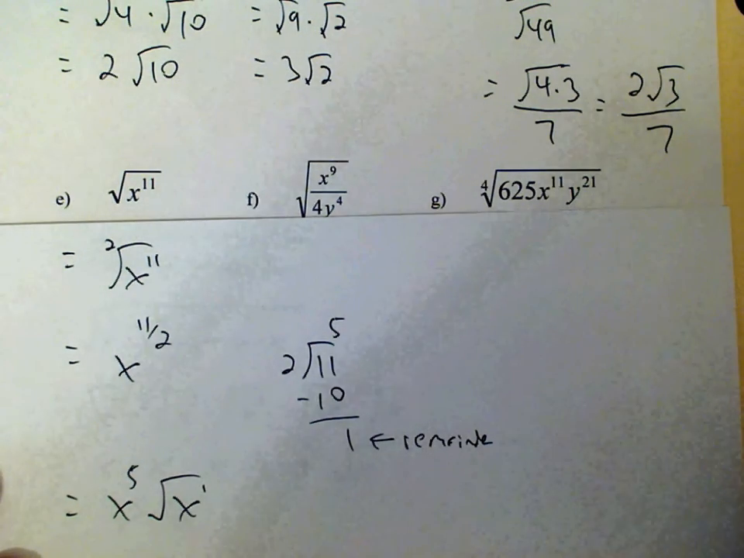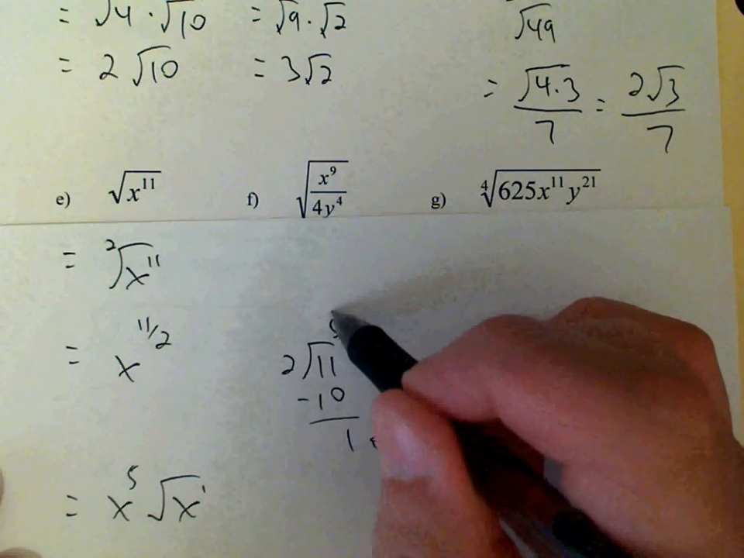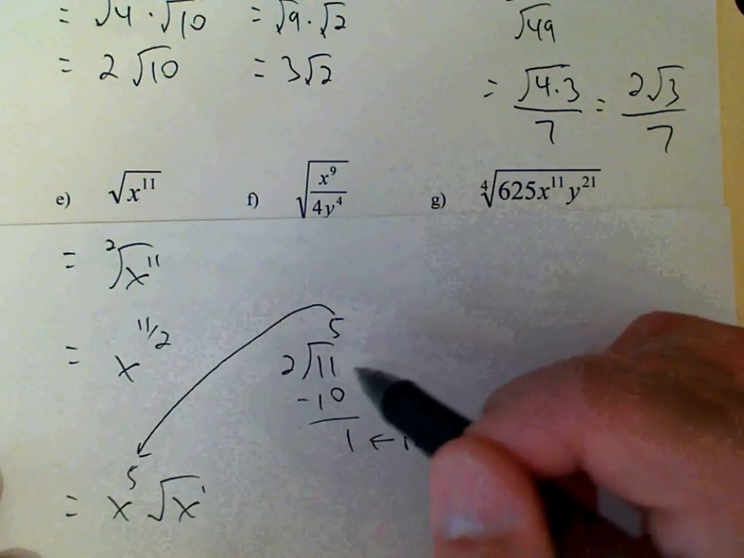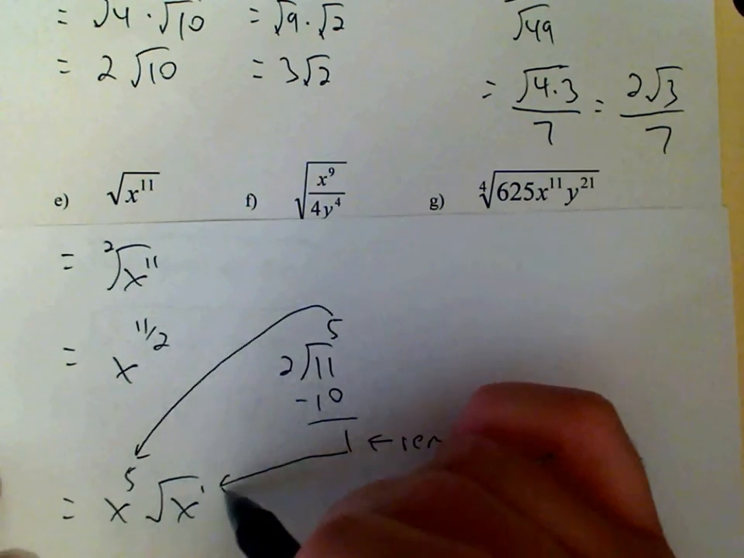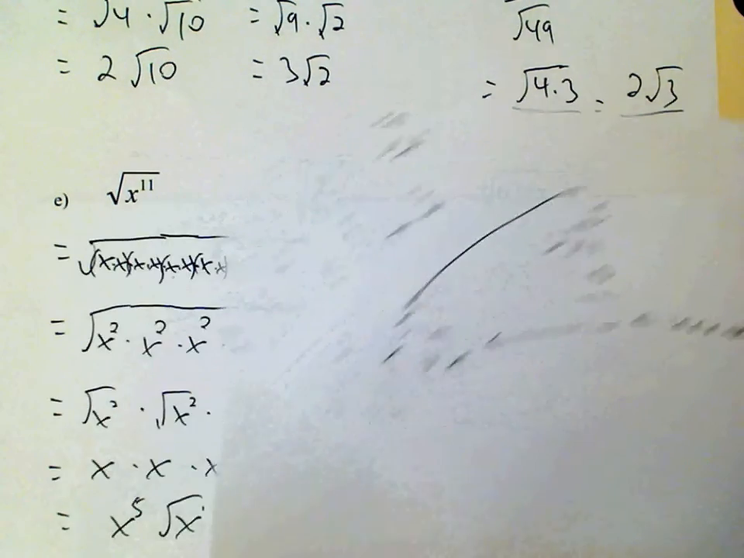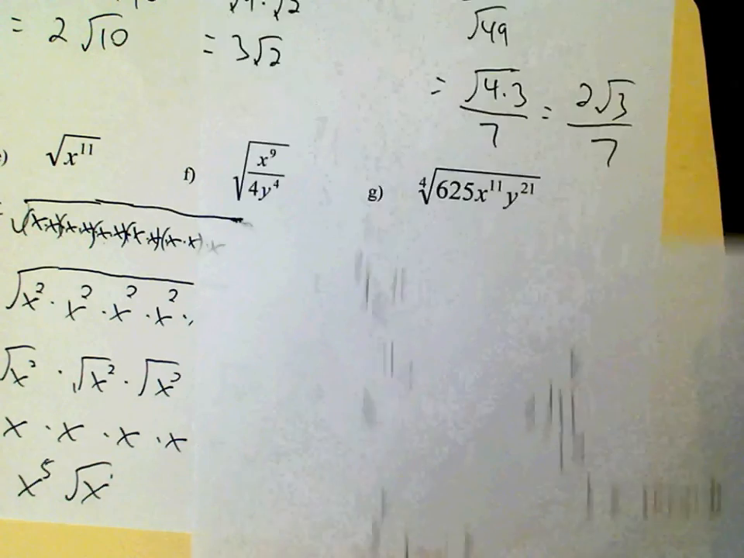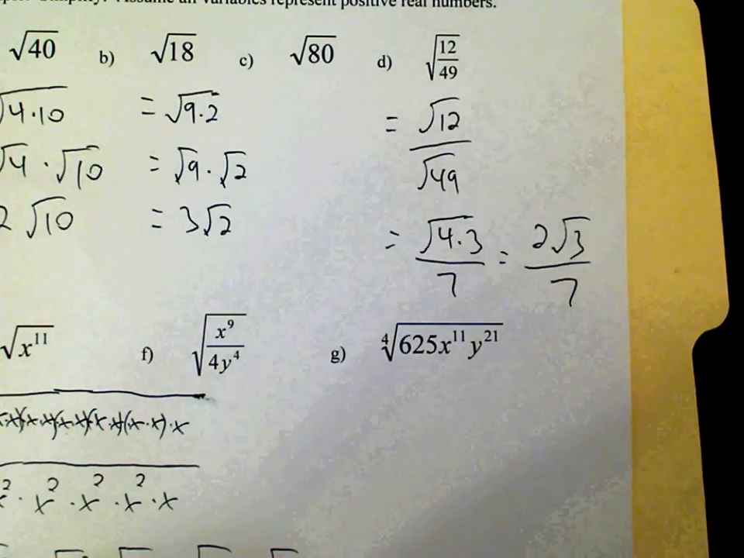So, what you're doing is you're dividing the 2 and the 11, you get 5 times. That goes on the outside, and the remainder is the exponent of the radicand on the inside. Shortcut. You can do it the long way, or you can do it the short way. However you want to do it. I, for one, want to do it the short way.